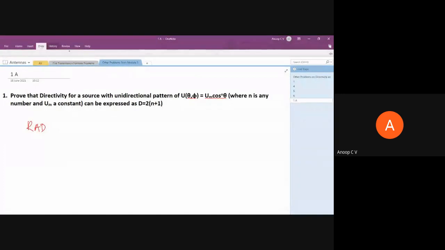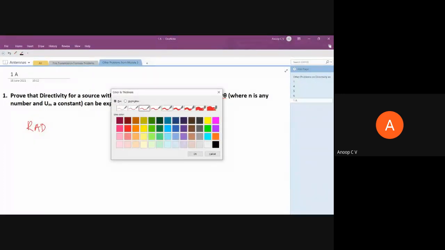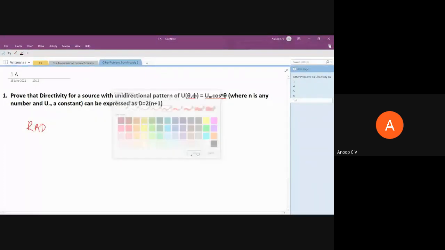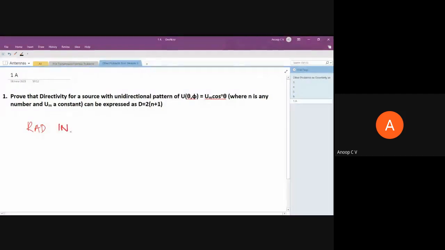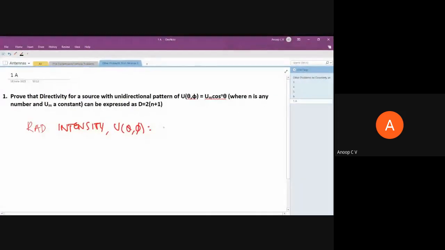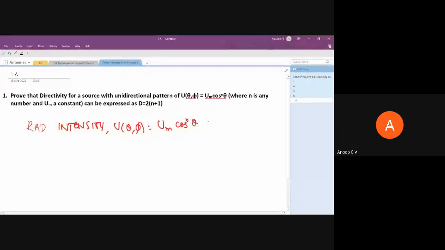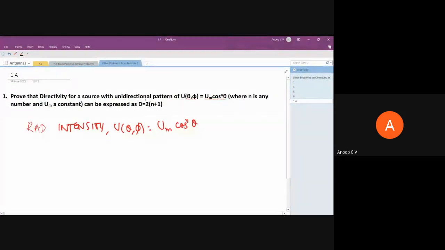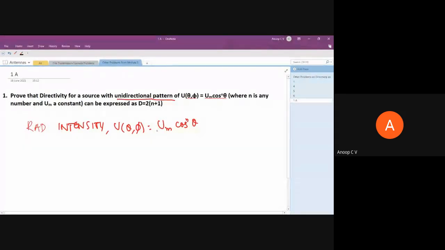Radiation in 1 second. I'll just increase the thickness of this. Right. So the radiation intensity U of theta comma phi is given to be equal to Um cos raised to n theta, and it is given to be unidirectional. Unidirectional theta pattern means, right?